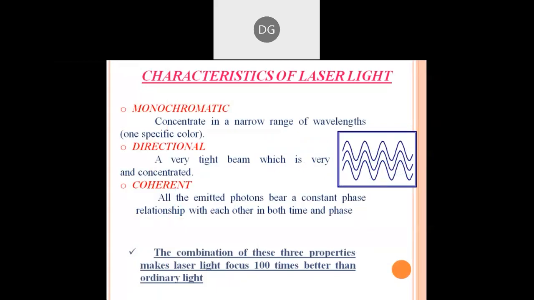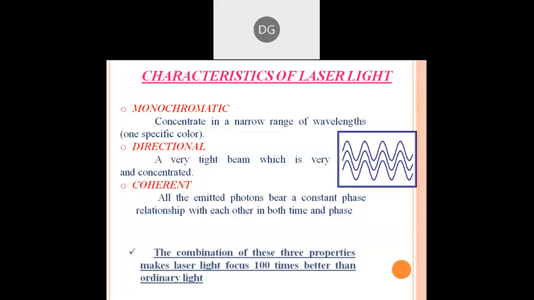Monochromatic means that in any kind of laser or in a laser show, we can see a single color of laser light. That property is called monochromatic, having a single wavelength associated with that laser light. Then one of the properties of laser light is directionality, which is most important. Ordinary light spreads in all directions, but laser light goes in only one direction.